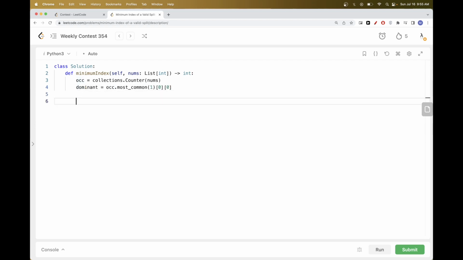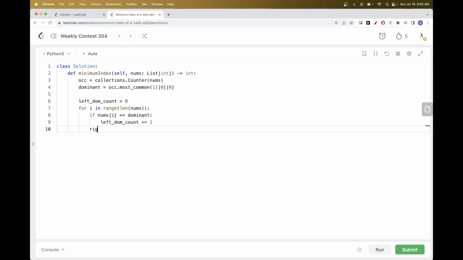Okay, and then we have the left count for the dominant element, which initially is 0, and we go through the array, range of the length of the array. If the number is equal to the dominant element, so x in the overview, then we want to increment this because we just found it. And then to get the count for the right side, we just need to get the occurrence of this element minus the left one. That will give us the remaining ones which are on the right.